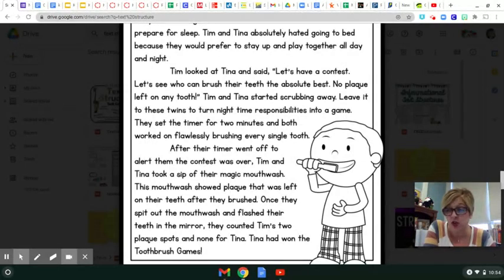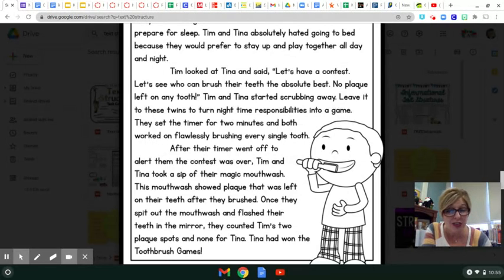Tim and Tina started scrubbing away. Leave it to these twins to turn nighttime responsibilities into a game. They set the timer for 2 minutes and both worked on flawlessly brushing every single tooth. After their timer went off, to alert them the contest was over, Tim and Tina took a sip of their magic mouthwash. This mouthwash showed plaque that was left on their teeth after they brushed. Once they spit out the mouthwash and flashed their teeth in the mirror, they counted Tim's 2 plaque spots and none for Tina. Tina had won the toothbrush games.